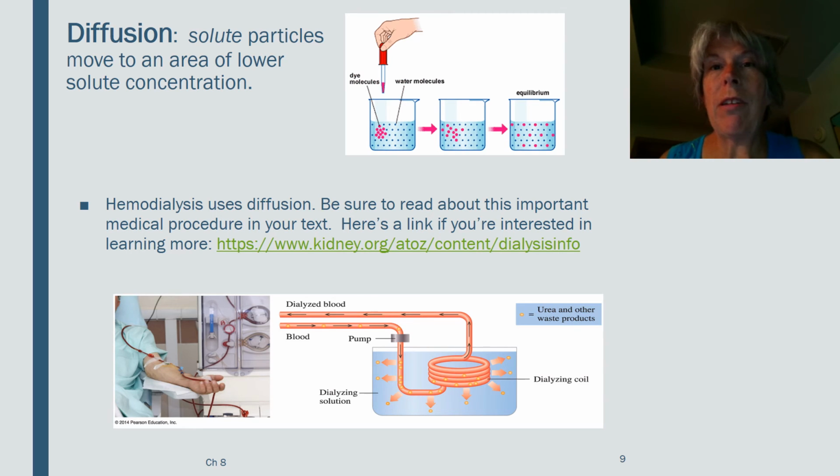Now, the solution doesn't have a very high concentration of things like salt and waste products such as urea that your kidneys are trying to clean and that get into your blood. So those small solute molecules can pass out of that dialyzing coil and into the dialyzing solution. In the meantime, larger particles, colloidal particles like albumin and starch, can't pass through the membrane, and so they stay and they're pumped back into your body along with your red blood cells.